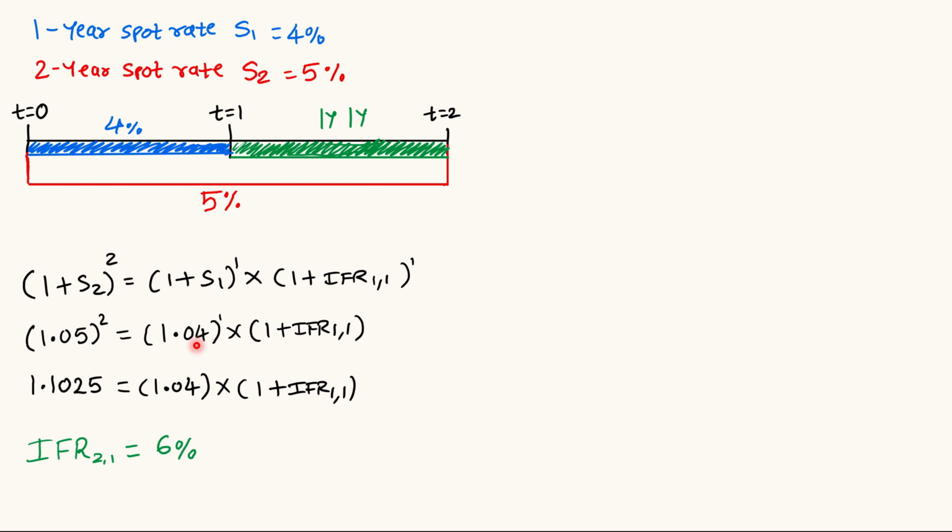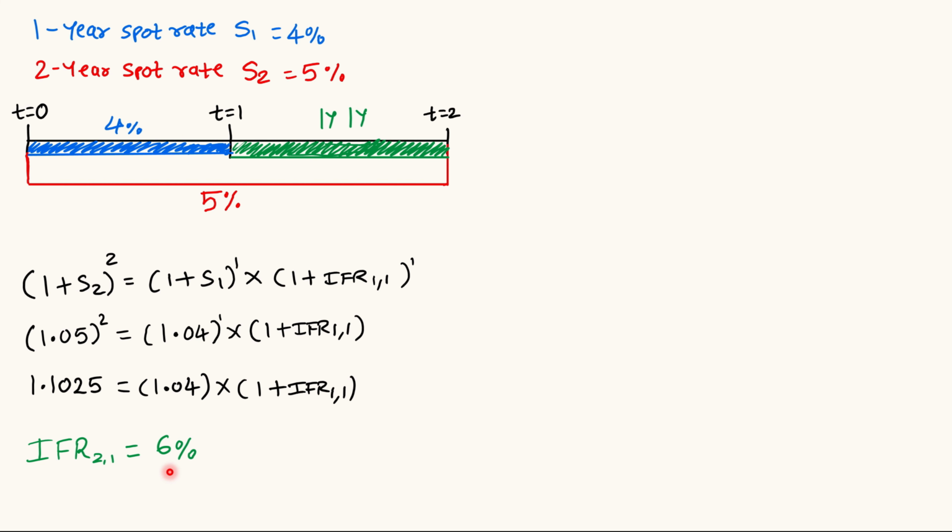Now, what does the 6% mean? Let's look into the interpretation. Basically what we are saying is the market expects the 1 year interest rate 1 year from now to be 6%.